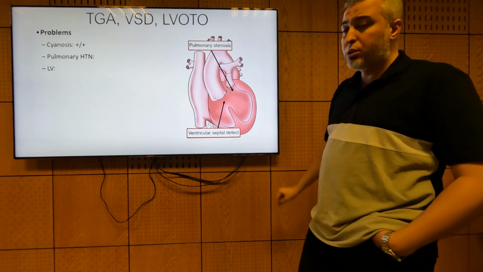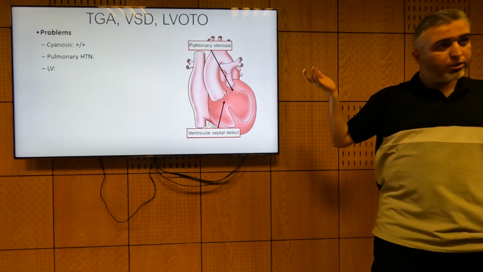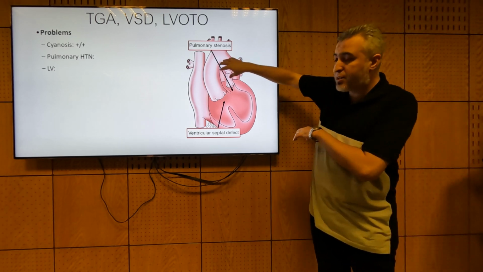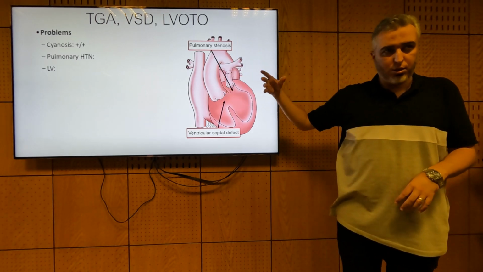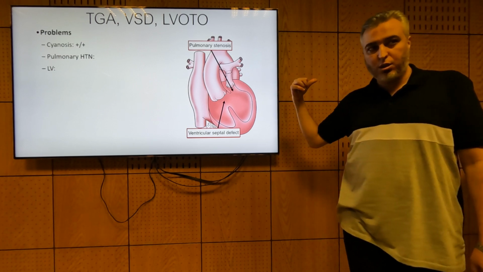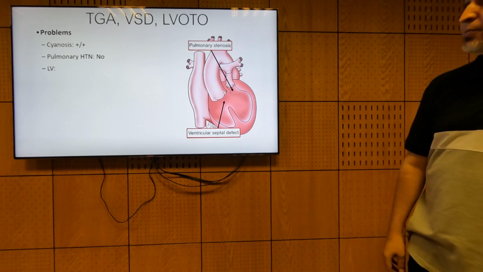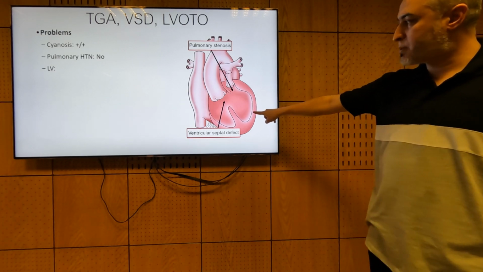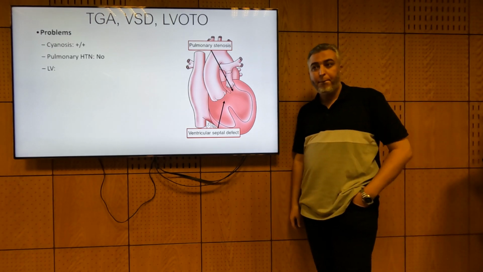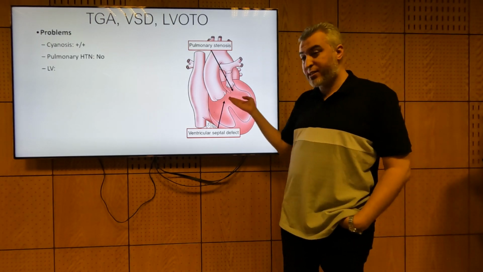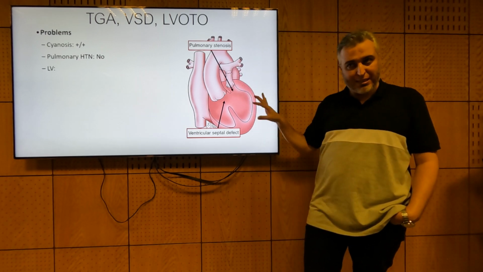Will they have pulmonary hypertension? No, because they are protected by the pulmonary stenosis. So now the pulmonary vascular bed is not exposed to high systemic pressures, not like the patients with VSD without LV obstruction. So they are not pulmonary hypertensive. How is the LV? Would you expect the LV to decondition quickly? No. Why? It is exposed to systemic pressure, and it's actually facing obstruction. So the LV is conditioned.